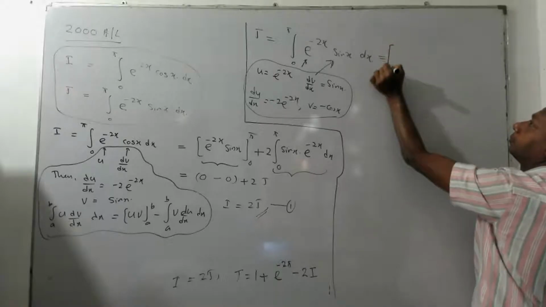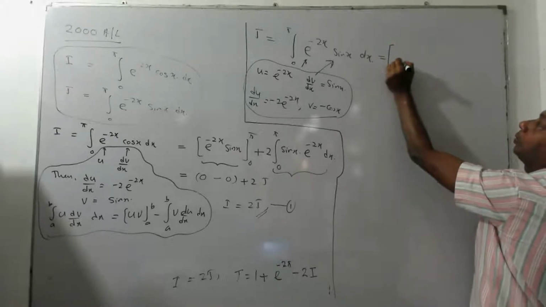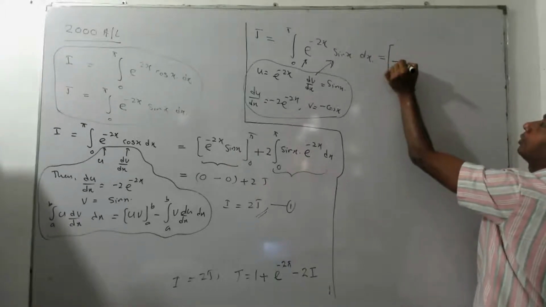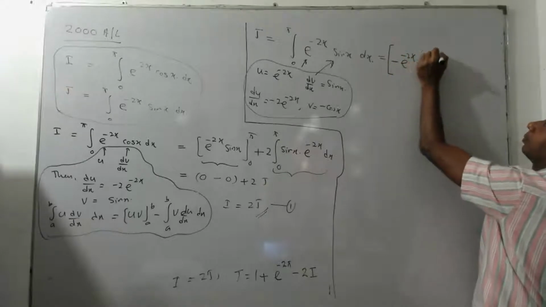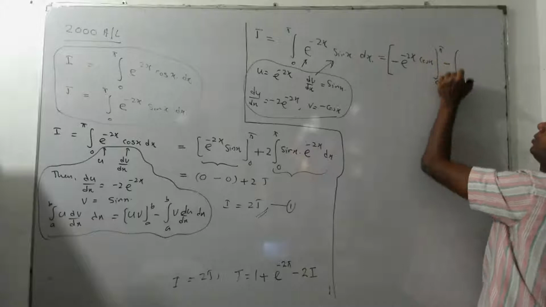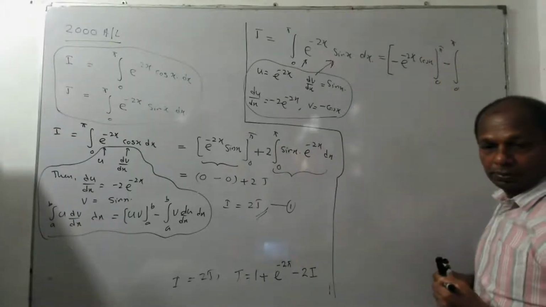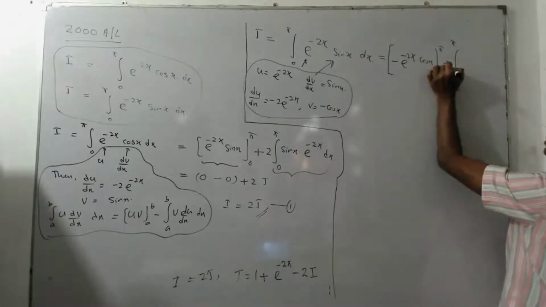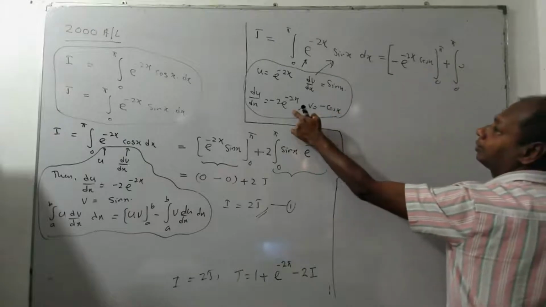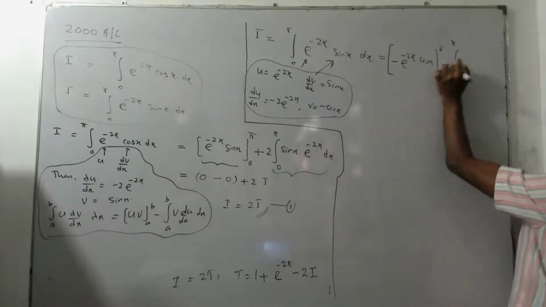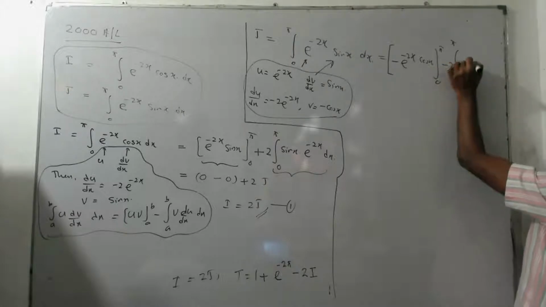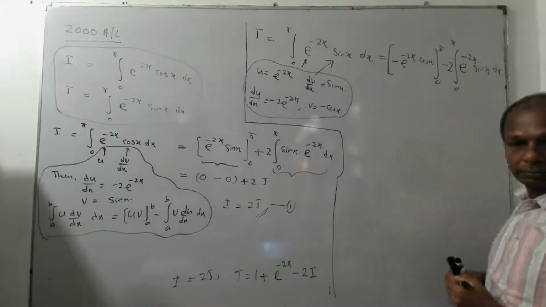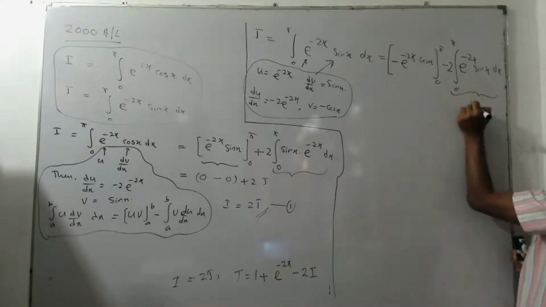UV, e to the power minus 2x times V, minus cos x from 0 to pi, minus the integral from 0 to pi of V du by dx. V is this, right, into that, that will become plus cos x du by dx again, minus 2 times minus e to the power minus 2x sin x dx. So this is J, isn't it?